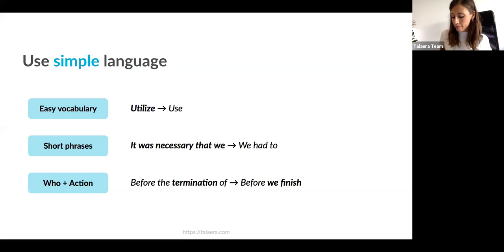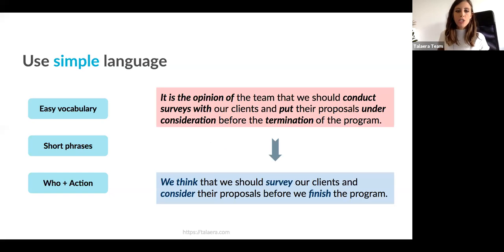And that's the action. For example, if you start with the sentence on top, you have, it is the opinion of the team that we should conduct surveys with our clients and put their proposals under consideration before the termination of the program. I don't know what this means. But if you start with the who and pick easy vocabulary, it becomes much more clear. Like, we think that we should survey our clients and consider their proposals before we finish the program. More simple.